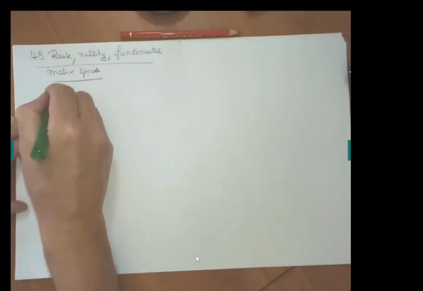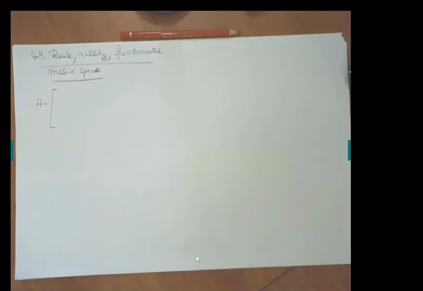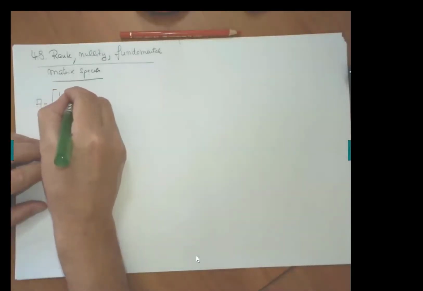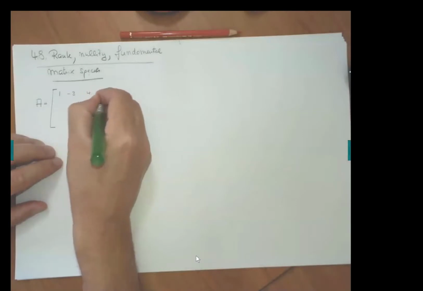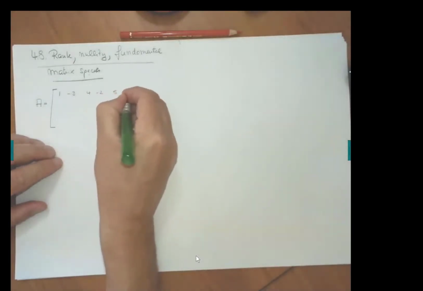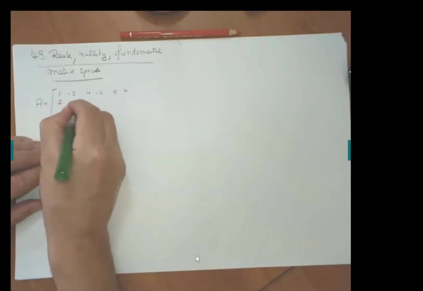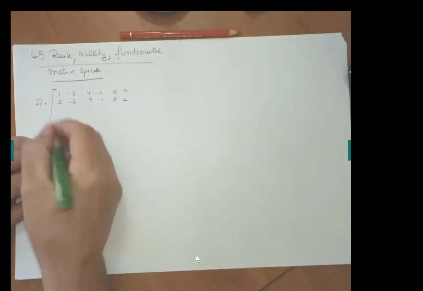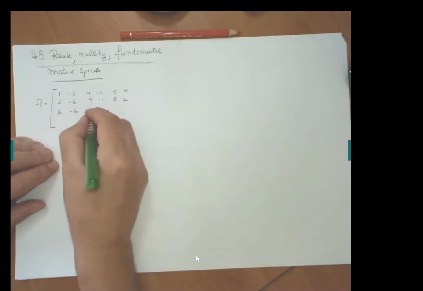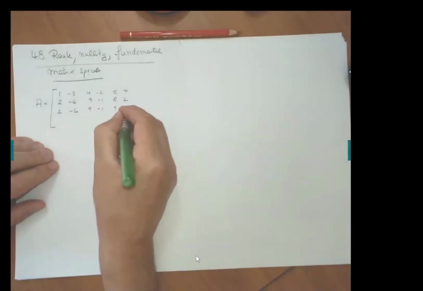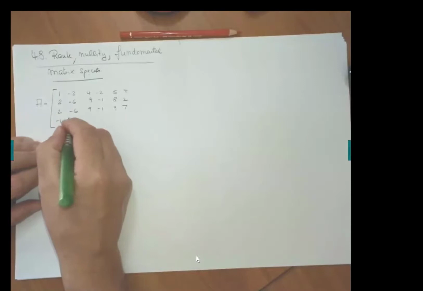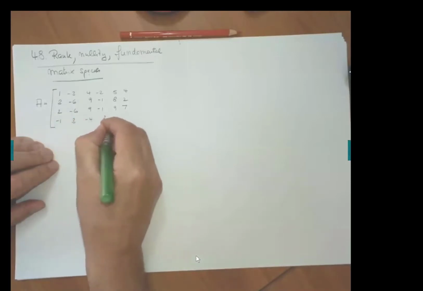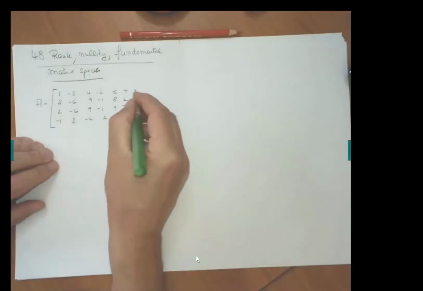And again, the book makes it a little bit larger, so there are some things to see actually. So this time it's again, I guess it's 4 by 6 again. Okay, yeah. So we have 1, -3, 4, -2, 5, and 4. We have 2, -6, 9, -1, 8, and 2. We have 2, -6, 9, -1, 9, and 7. And we have -1, 3, -4, 2, -5, -4.